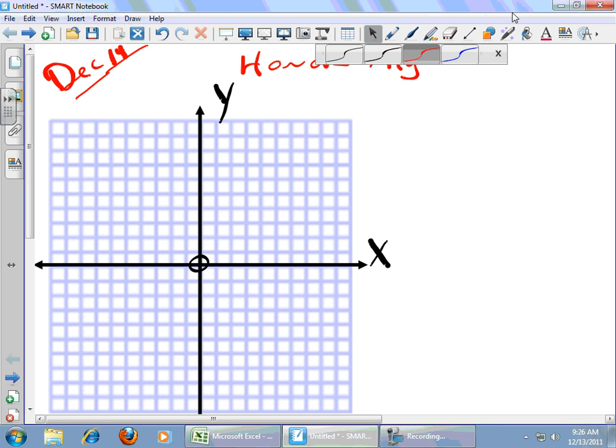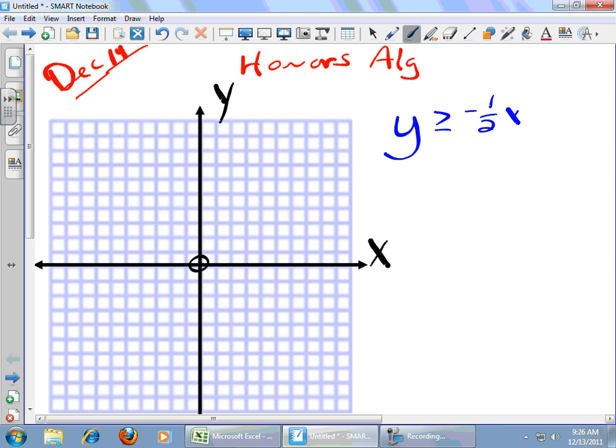Y is greater than or equal to negative 1/2 x plus 4. I'm going to go ahead and graph that. My y-intercept is 4: 1, 2, 3, 4. I know this because I'm in slope-intercept form. Then my slope is down 1, right 2. Down 1, right 2.